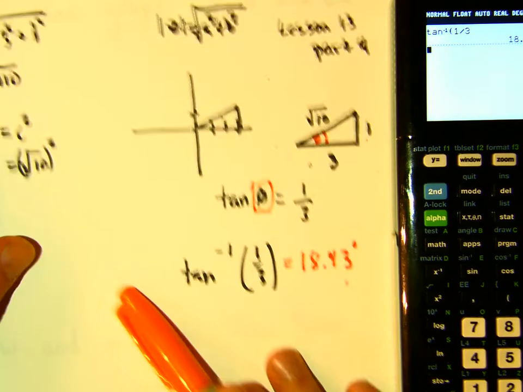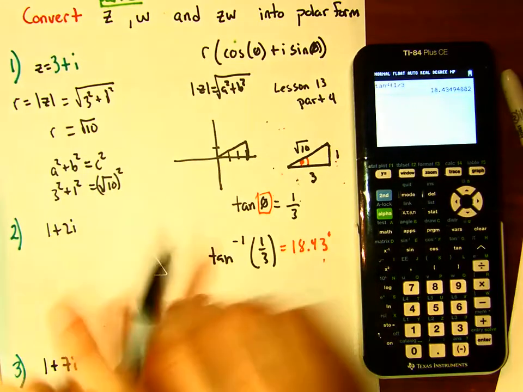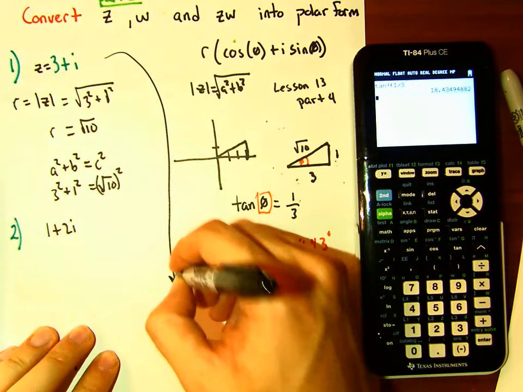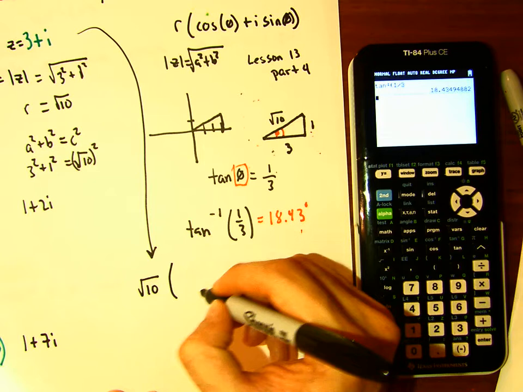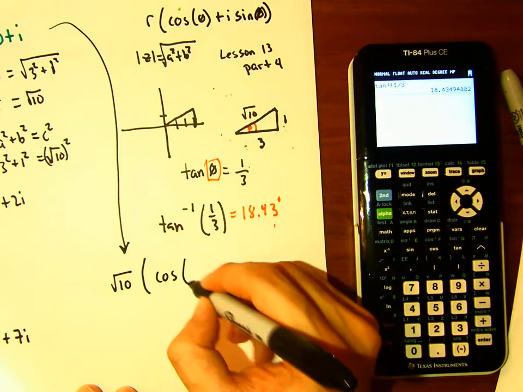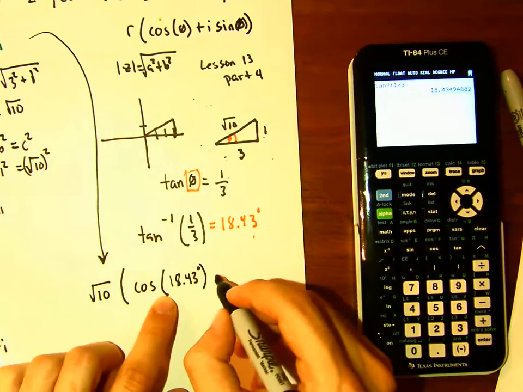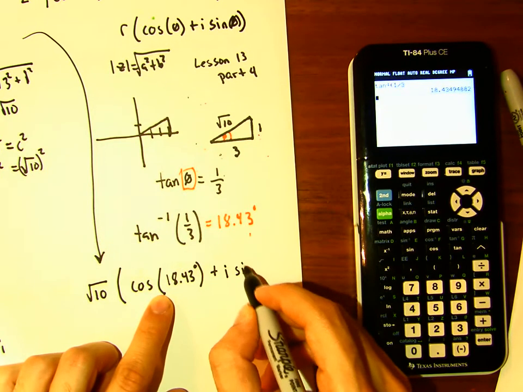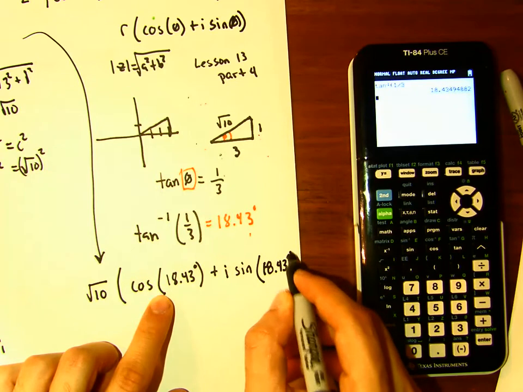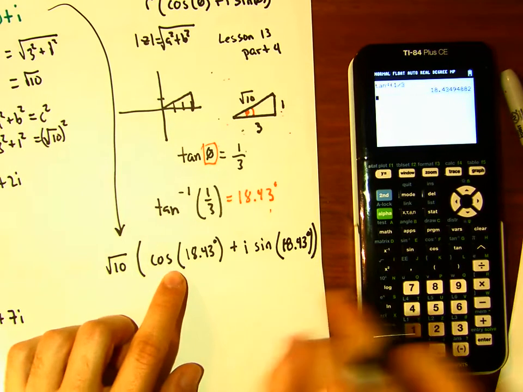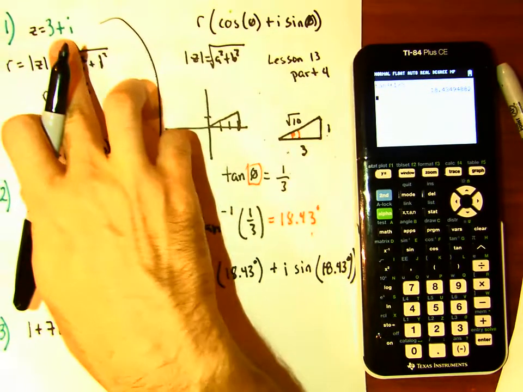So then what will 3 plus i look like? It should be square root of 10 times cosine 18.43 degrees, plus i sine of 18.43 degrees. Okay? And if you want, you could use the calculator to check it. And you should get back the original 3 plus i.